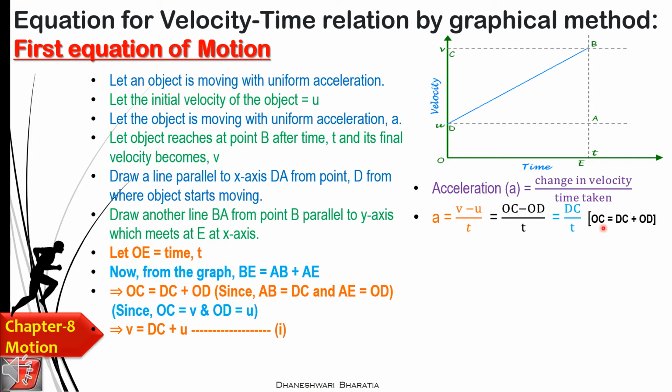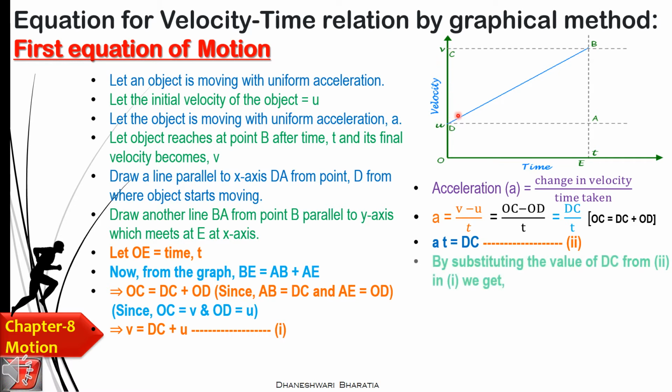Are you able to understand? Here also I have mentioned, where did this DC come from? From this, right? Now what will we get? AT is equal to CD, isn't it? AT is equal to CD. So what is this CD? A into T, right?